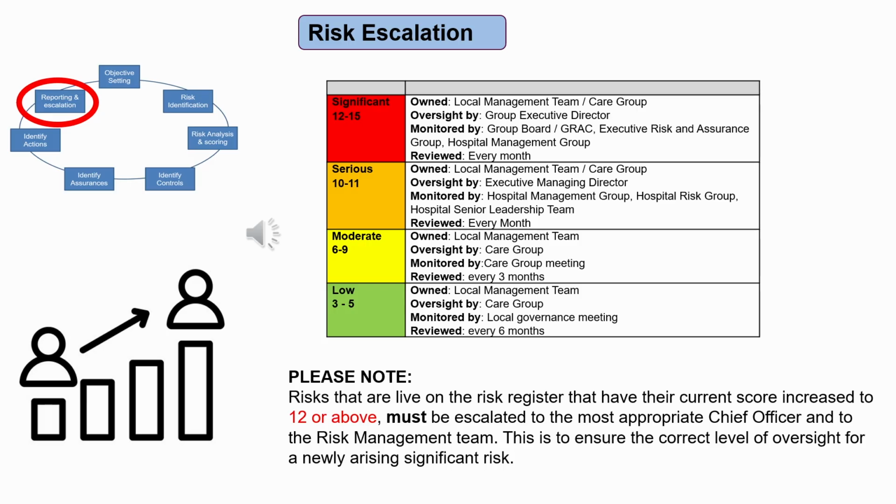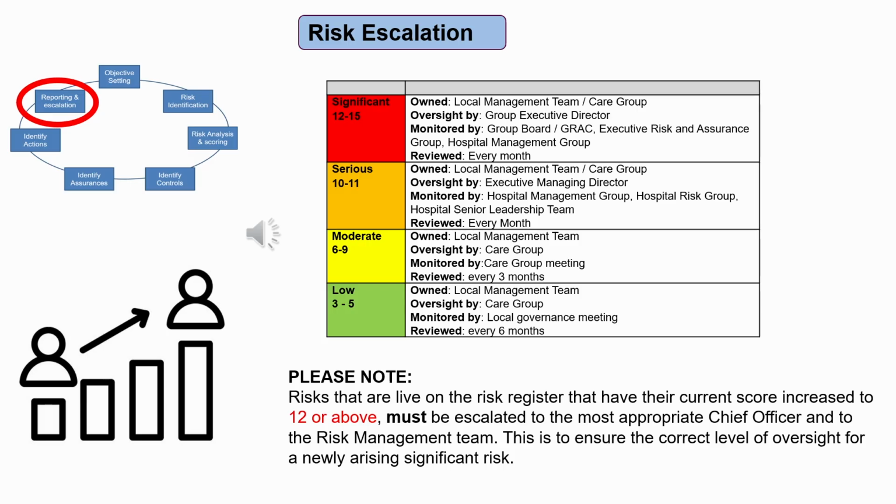Finally, significant risks scored 12 to 15 are considered to be serious threats to the organisation and are managed on a day-to-day basis by the risk owner and senior risk owner. These risks must be reviewed monthly by care group and corporate management teams, with the reports on these risks being presented to the hospital leadership team and its management groups, and also the group on a monthly basis.